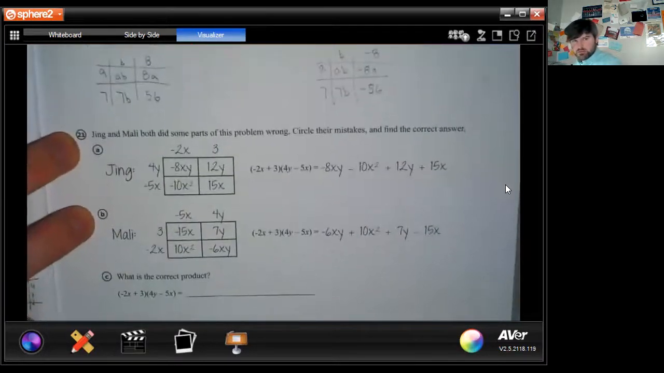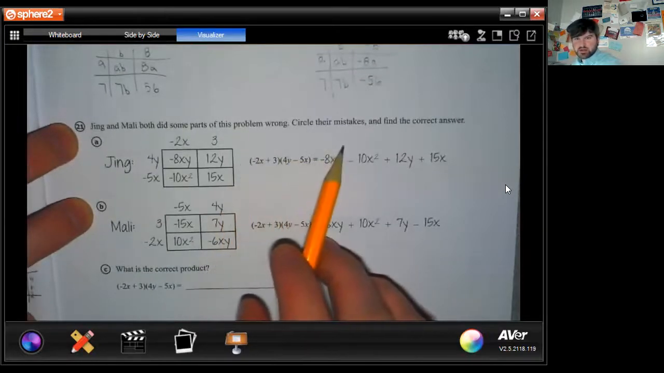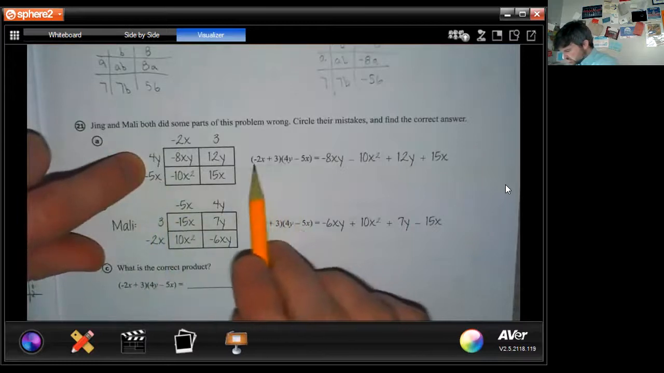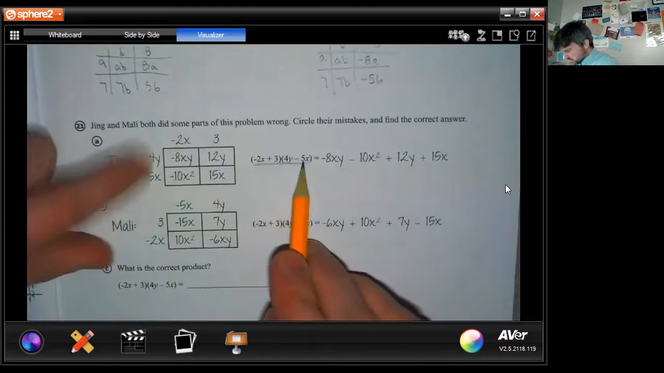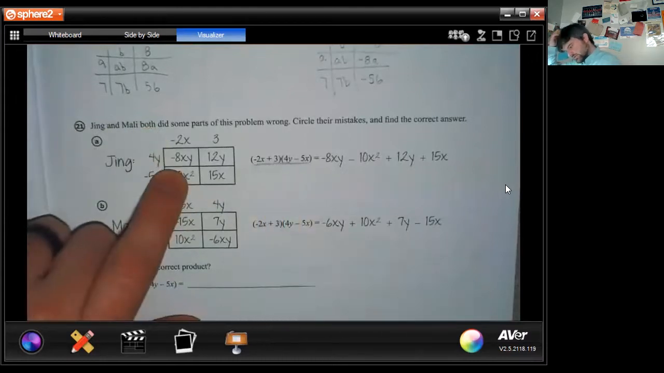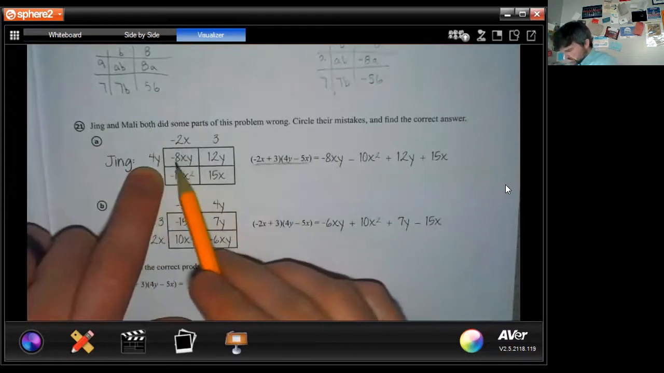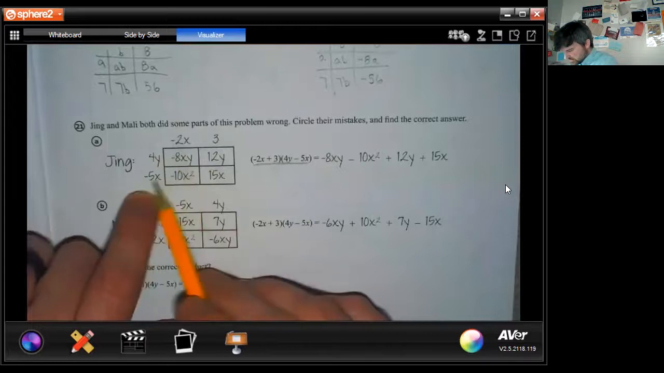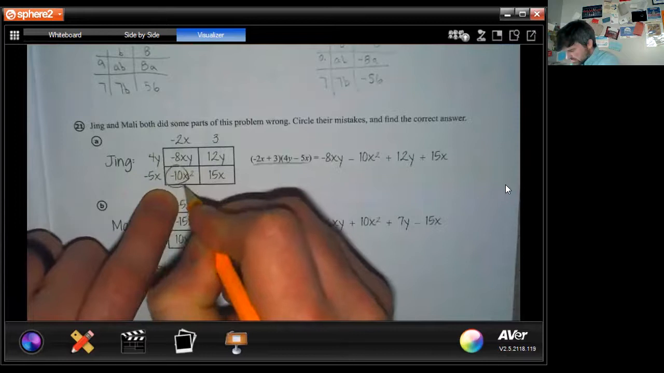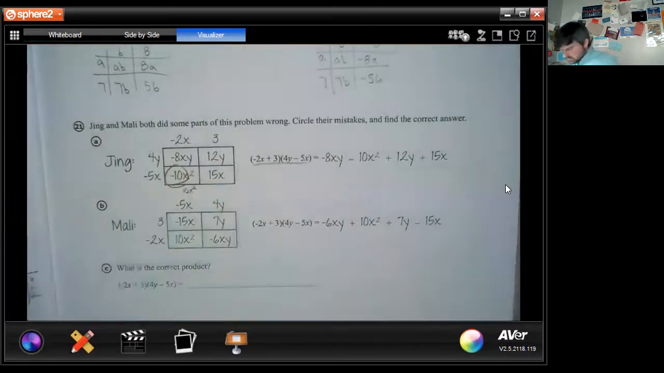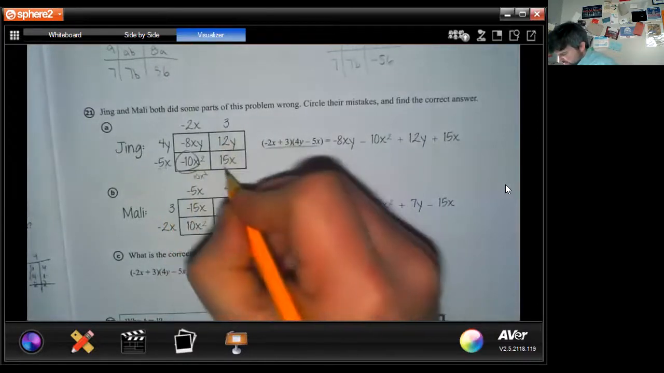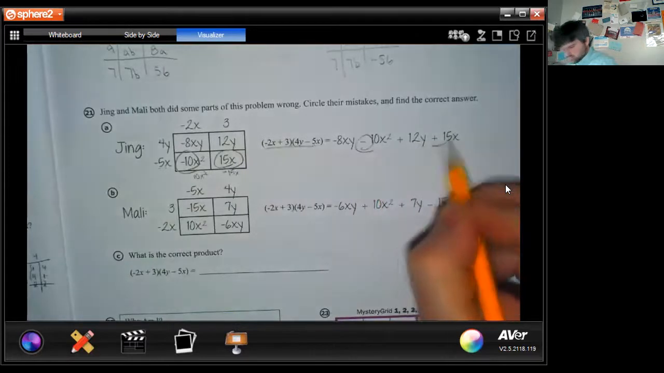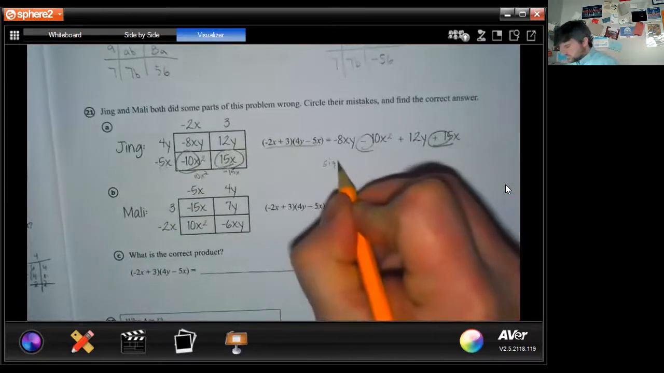Okay, 21. They both did some parts of the problem wrong. Circle their mistakes and find the correct answer. So we've got 4y. So here's what they multiplied by. 4y minus 5x, that looks good. -2x plus 3, that looks good. So let's see their multiplication. -8xy, 3 times 4y is 12y. -2x times -5x is not -10x squared. That should be 10x squared. And -5x times 3 should be a -15x. So it looks like this is wrong and this is wrong. So the signs on this one are incorrect.